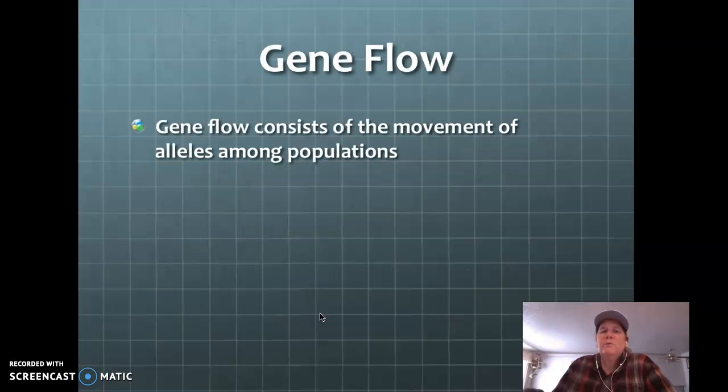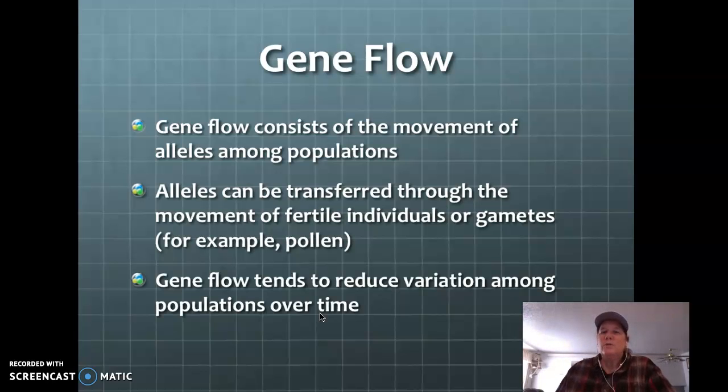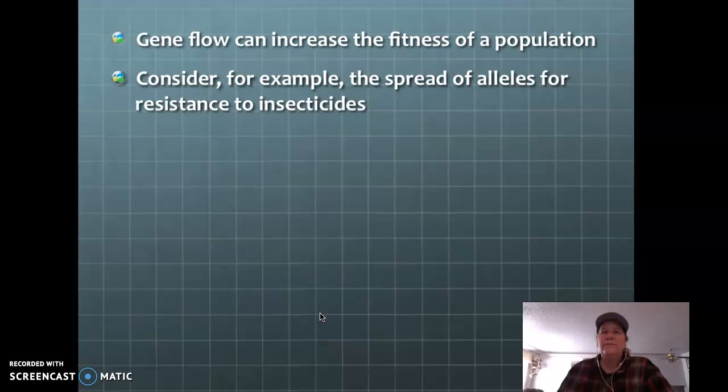Okay, gene flow consists of movement of alleles among populations. Okay, alleles can be transferred through the movement of fertile individuals or gametes like pollen. Okay, gene flow tends to reduce variation among populations over time. Okay, so gene flow can increase the fitness of a population if it's a good characteristic. Okay, they're talking about the spread of alleles for the resistance to insecticides. So you have this group that's resistant to insecticides, and they pass it on to more populations, and pretty soon you have a lot of bugs that are resistant to insecticides.